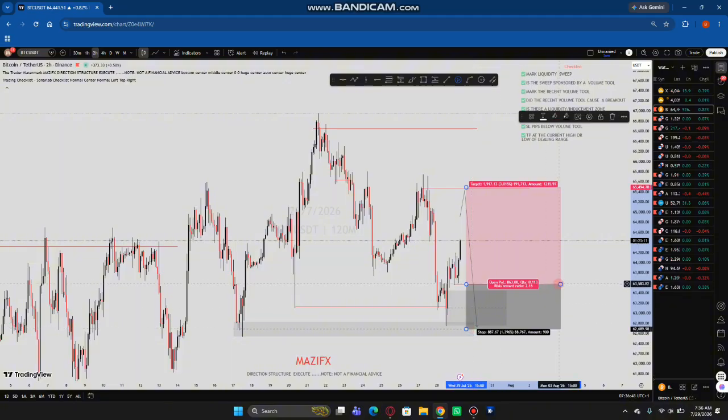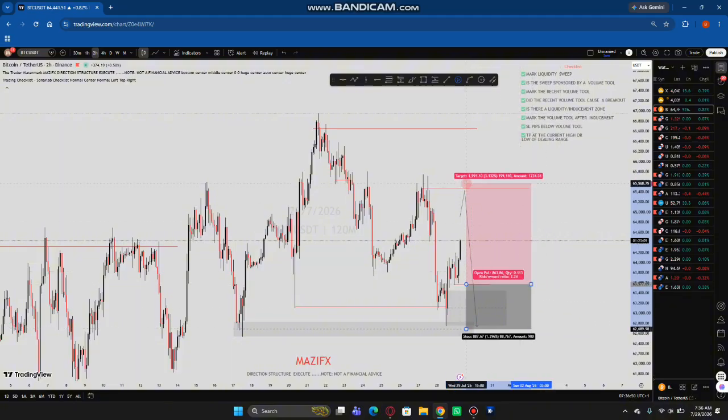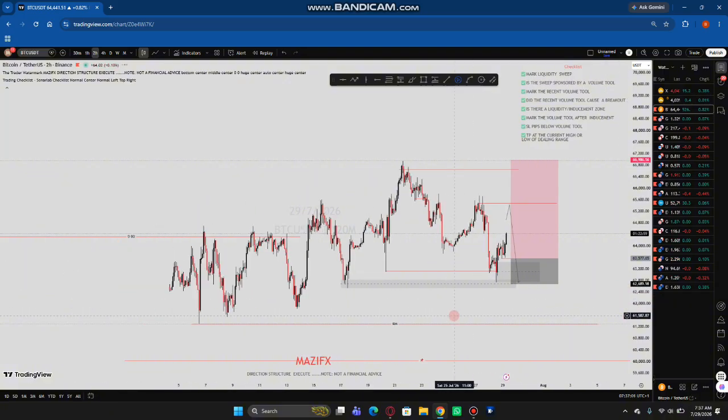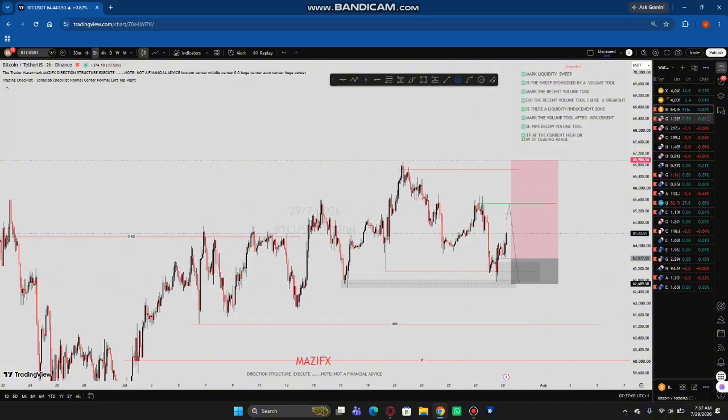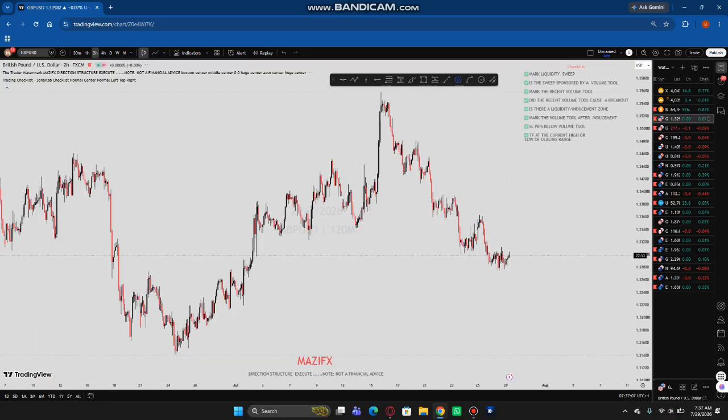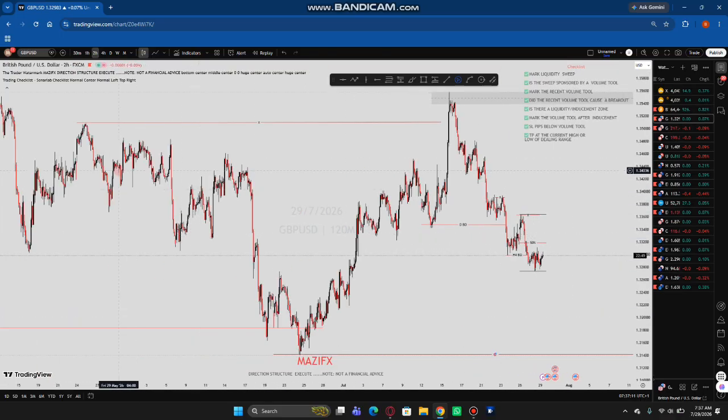Yes, stop loss just below this low, or I might just stretch it all the way to this high here, and that is a 1 to 3 R. So we see how it goes. And this should be the last pair. I don't really want this video to be too long.